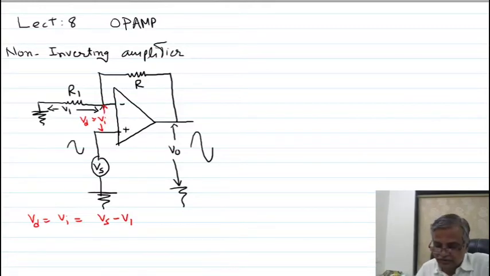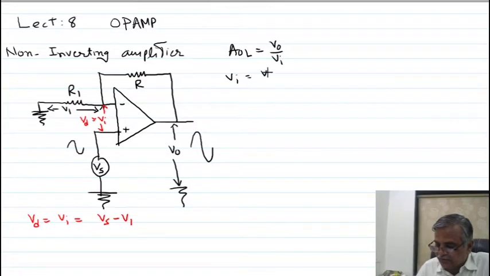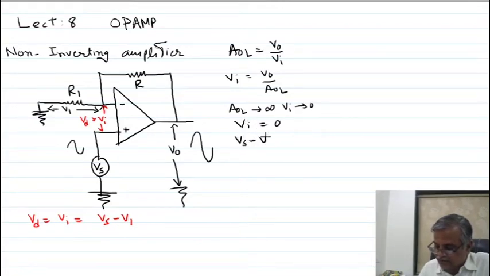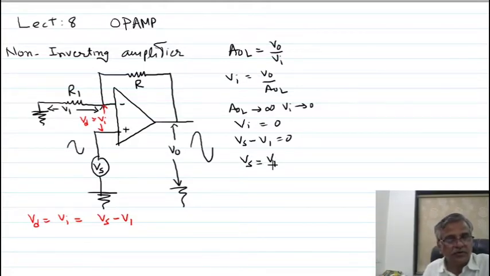I can show you like this. AOL is given by VO upon Vi. So Vi is nothing but VO by AOL. As AOL tends to infinity, Vi tends to 0, means I am taking Vi equal to 0. As a result, I can write Vs minus V1 is 0. So I can say Vs is equal to V1, or V1 is Vs.